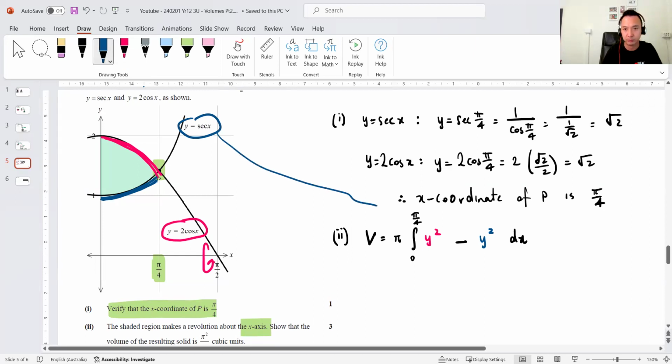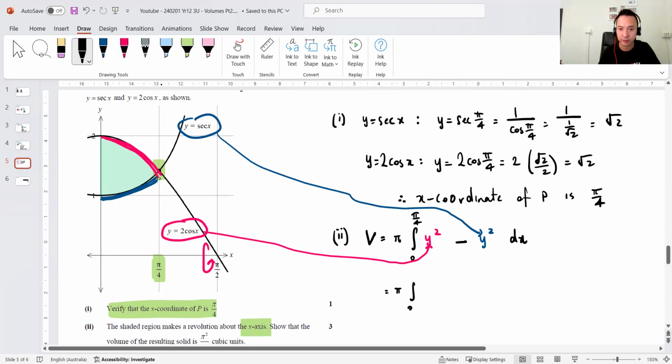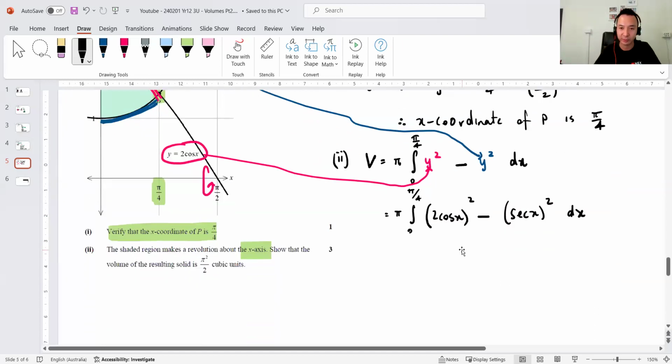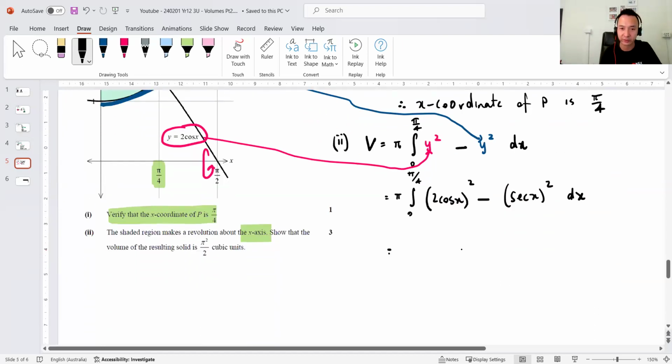sub the blue into here, and sub the pink into here, right? So then I get pi, 0 to pi on 4, 2 cos x squared minus sec x squared. Now, that's nice because I know sec squared x. This actually combines two questions that I've done today, the two types together. One's double angles, the other one is sec squared, right? So two of these we can hopefully integrate quite readily, right?